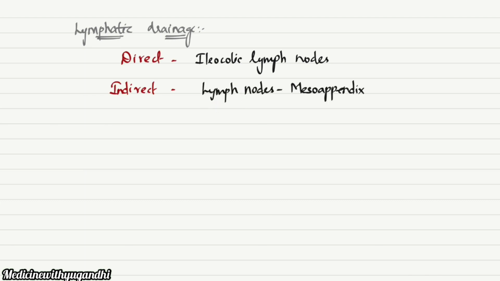Now coming to the lymphatic drainage of the appendix. Of course, it is a much easier topic. So the lymph from the appendix passes to the ileocolic lymph nodes situated in and around the ileum and colon, or it may indirectly drain into the lymph nodes situated in the mesoappendix. Once again I am repeating. So the lymph directly may pass to the ileocolic lymph nodes or it may indirectly reach the lymph nodes situated in the mesoappendix.